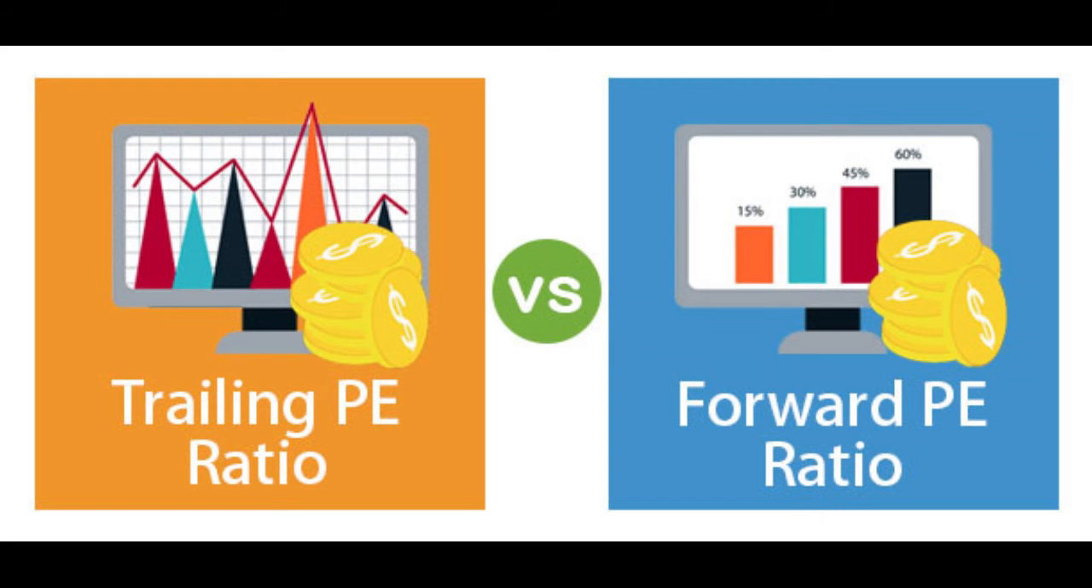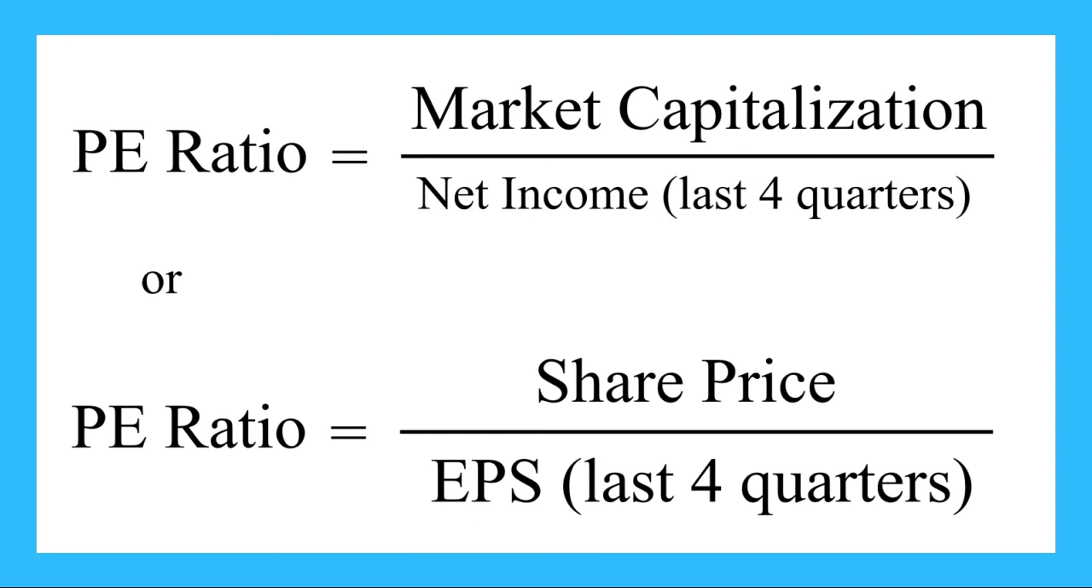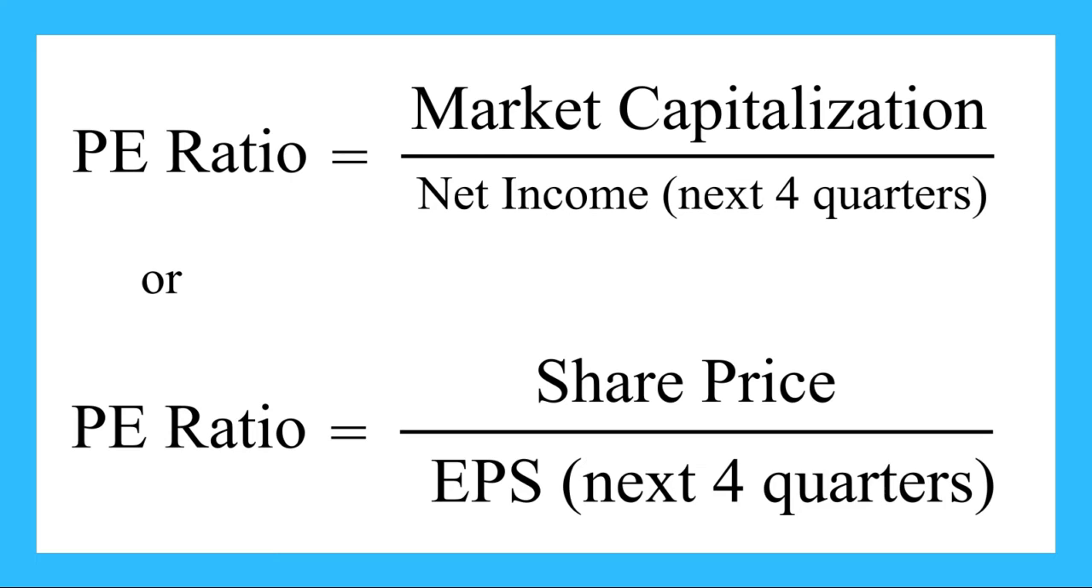So what's the difference? Well, a PE ratio stands for price to earnings ratio. So basically it takes the market cap of the company and it divides it by the annual earnings or net income of the company. Now a trailing PE ratio takes the last 4 quarters of earnings and divides it by the current market cap. But a forward PE ratio takes the estimates for the next 4 quarters of earnings and divides that by the current market cap of the company.